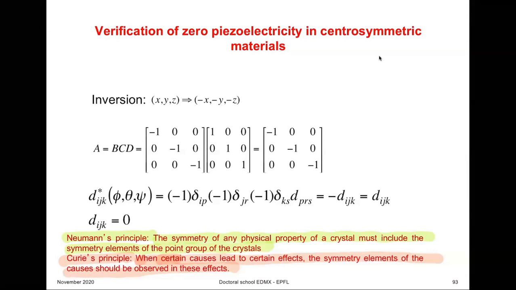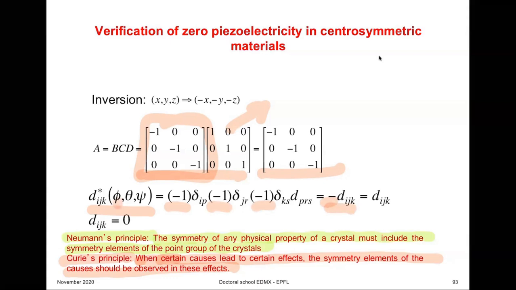But let's see how Neumann's principle and inversion can tell us that centrosymmetric crystals cannot be piezoelectric. So we start with this Euler matrix. This is the inversion matrix. We multiply and we get this. And then we apply this on a piezoelectric coefficient in an arbitrary direction. And we get -1, -1, -1, which gives us a minus: d_ijk in an arbitrary direction must be equal to -d_ijk.